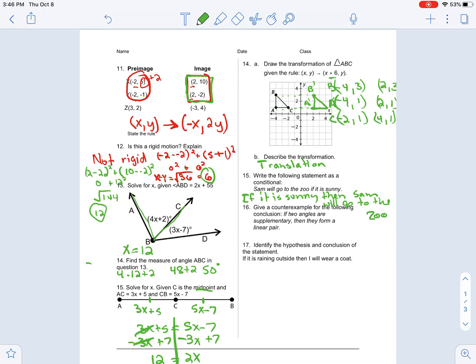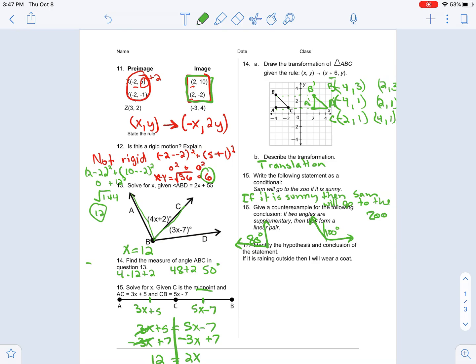Okay, give a counterexample for the following conclusion. If two angles are supplementary, then they form a linear pair. Let's say I have an angle over here, that this is 80 degrees. I have an angle all the way across the room, like this. This is 100 degrees. So supplementary means they add to 180. These add to 180, but they don't form a line. So as long as they're detached, that would be a counterexample.